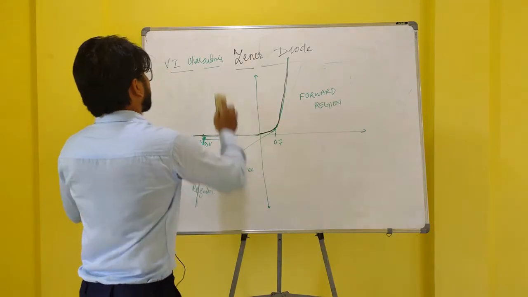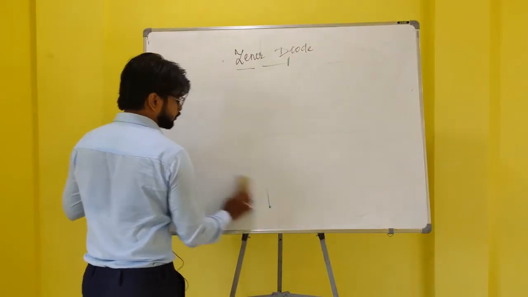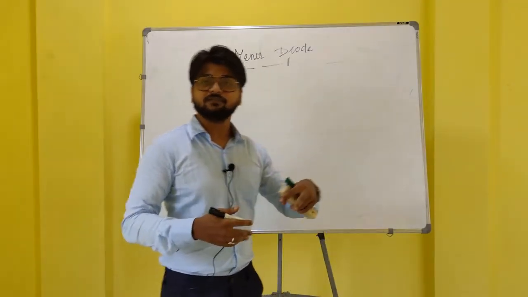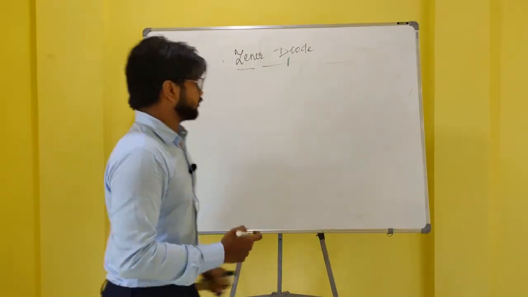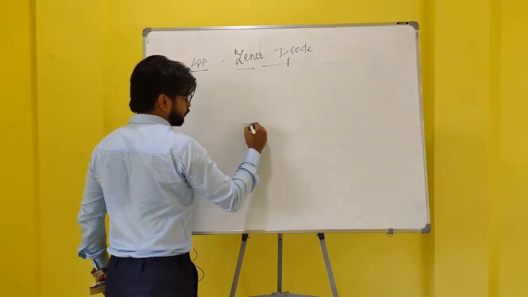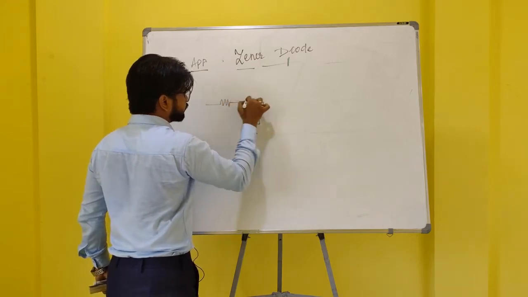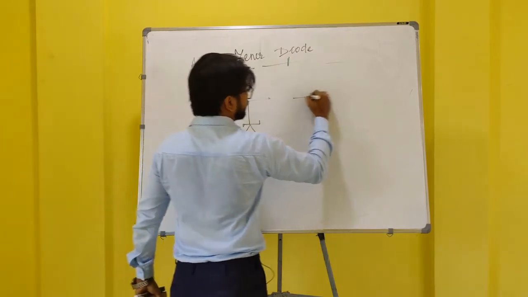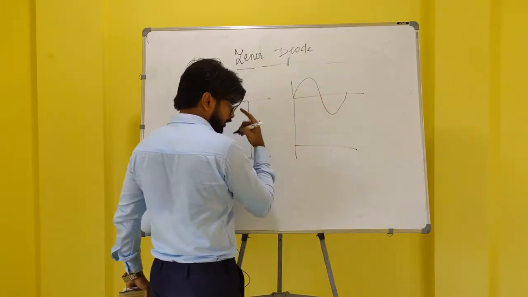Now let us move on to the application of the Zener diode. As the Zener diode can operate both in forward and reverse direction, it is normally used in a voltage regulator circuit. Suppose we have a Zener diode present here and we have an AC signal. This will be the sine wave input, and the output will be clipped off.